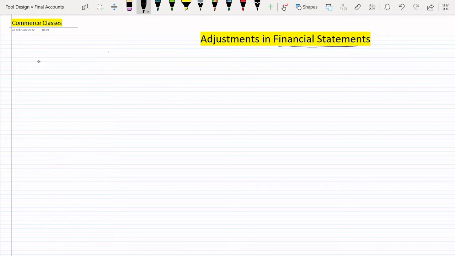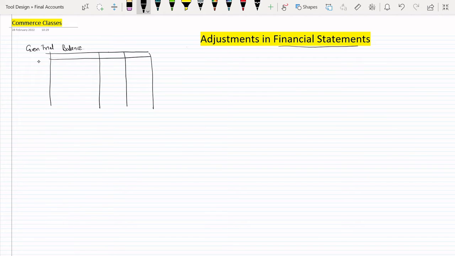In the case of financial statements, we are given a trial balance. A trial balance is given in this format. You are given various accounts and their balances, debit balance and credit balance. So this is given to you, and from there we are to prepare financial statements. We have two types of financial statements.